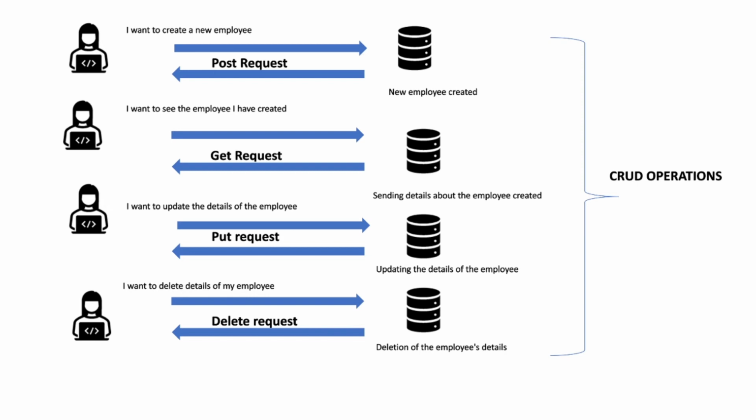In the third case, when you want to update details of an employee, you will need to use a PUT request. So a PUT method will allow you to send a PUT request which will update details of an existing employee on the server side. And lastly, if you want to delete details of an employee, you will use the DELETE method to delete an existing employee on the database or on the server side.